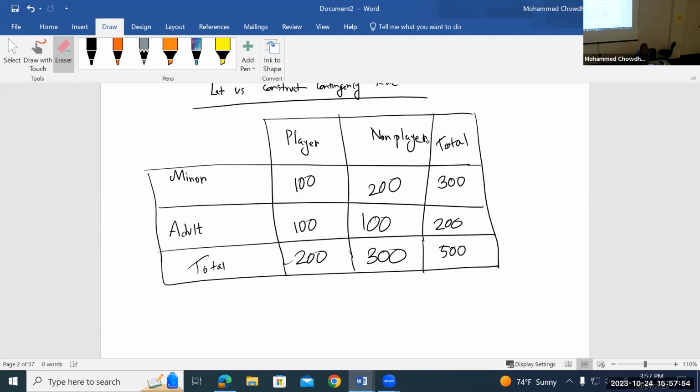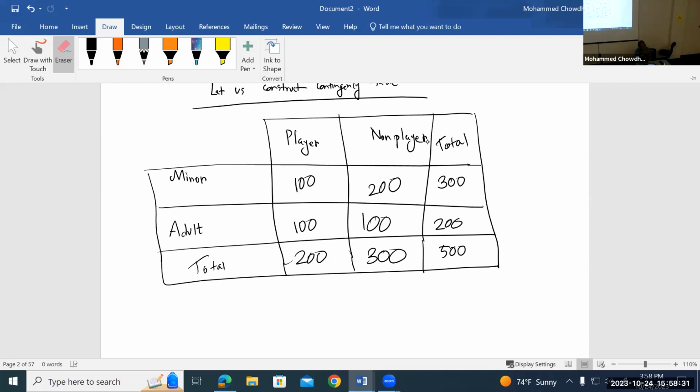So that's the way you have to do the contingency table. Remember, in your exam, if you see this type of word problem, first task is to construct a contingency table. That means you did 95% of the work. Rest of the thing is just reading the table and solving the problem. Understand? Here I put 2 categories in the column and 2 in the row. Column has player and non-player, and rows has minor and adult. 2 by 2 categories, so it is easier.